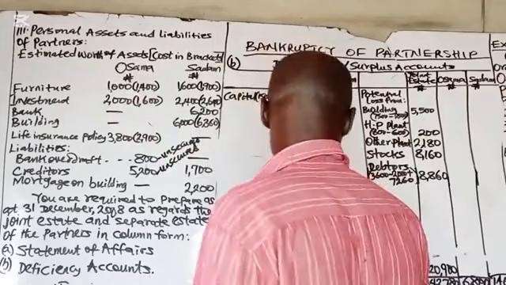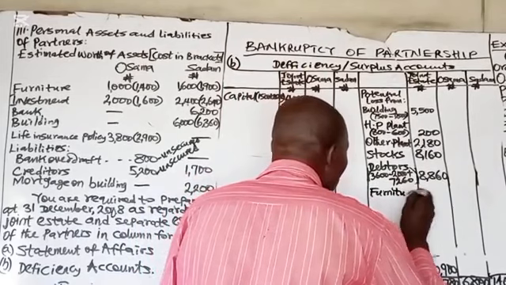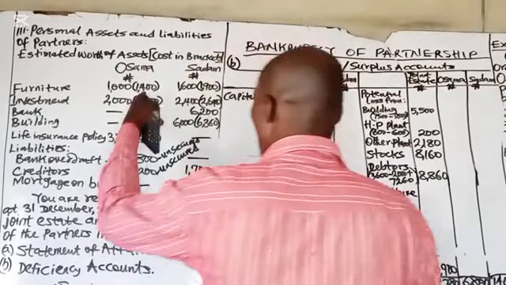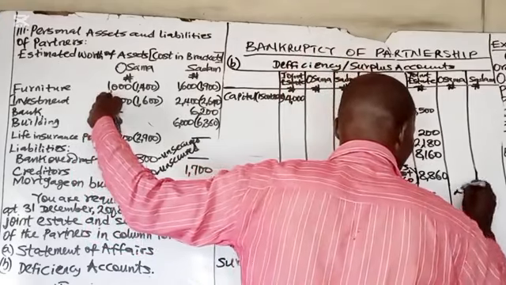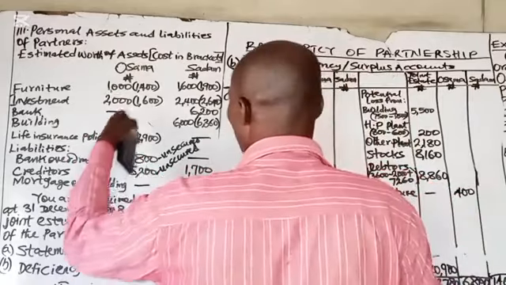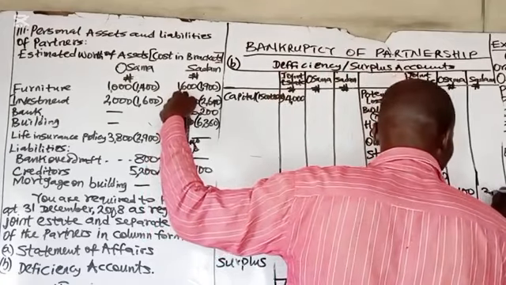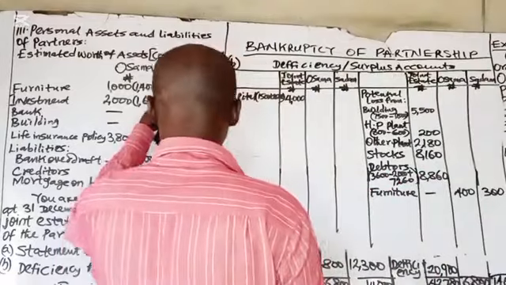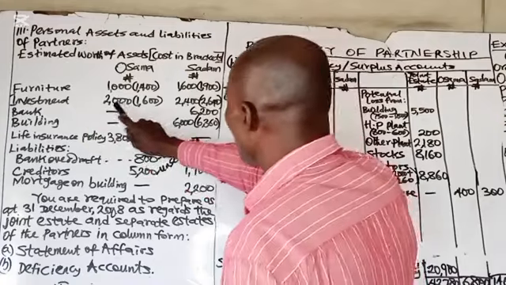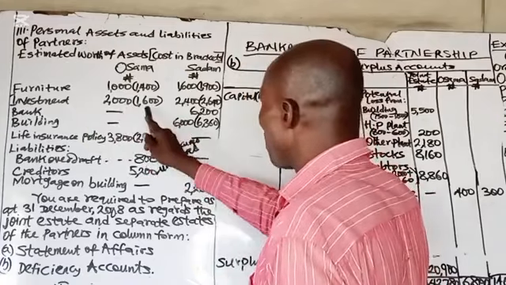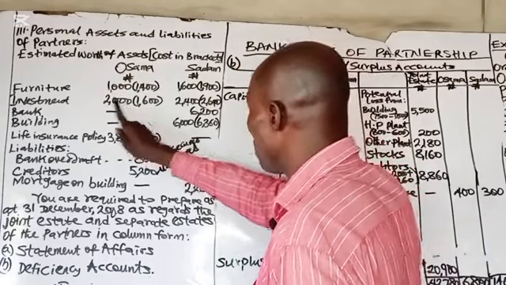So for Osama, furniture: 1,400 minus 1,000, that will be 400. Furniture for Saddam, 1,900 minus 1,600, loss of 300. Then we have investments. The realizable value is greater than the book value. That's for Osama. That's to show that Osama's investment will give rise to a profit of 400.